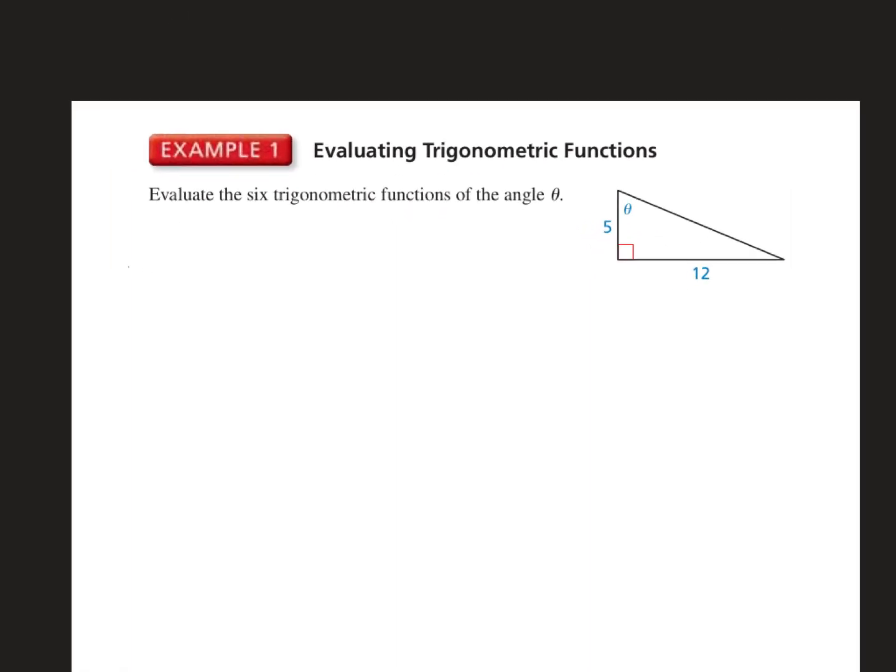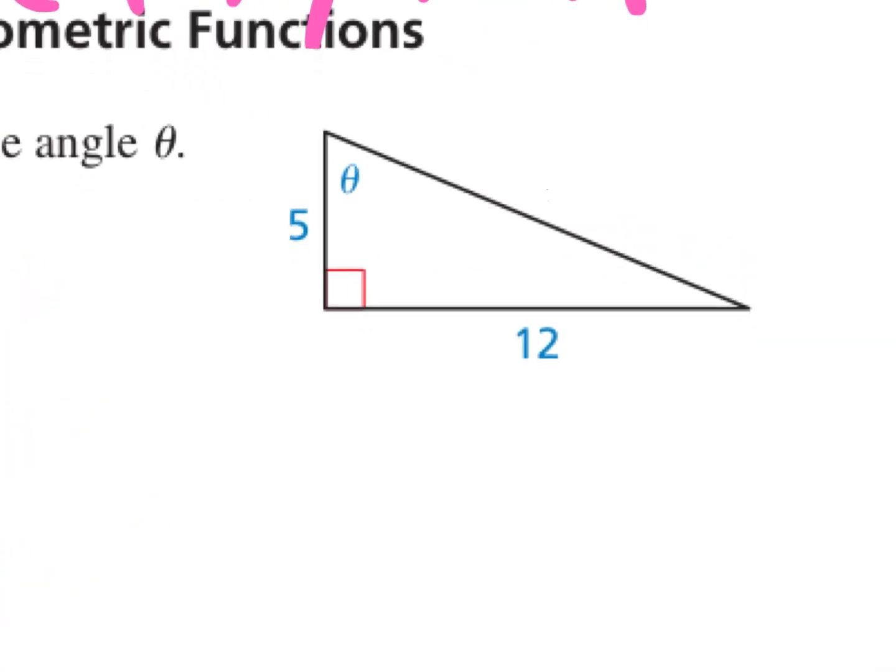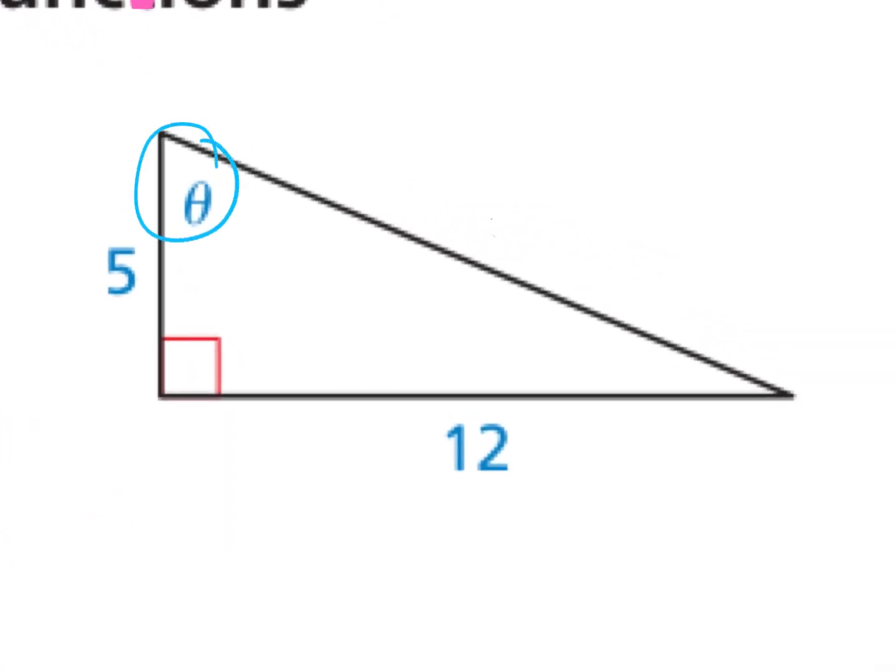All right, so example 1 says evaluate the 6 trig functions of angle theta. So we're going to start with our first 3 main trig functions. So we have sine, cosine, and tangent. I'm also going to write SOHCAHTOA up at the top to help us with our 3 main trig functions. Now, before we can evaluate, we need to know what our opposite, adjacent, and hypotenuse are. So looking at our triangle, we have theta up here.